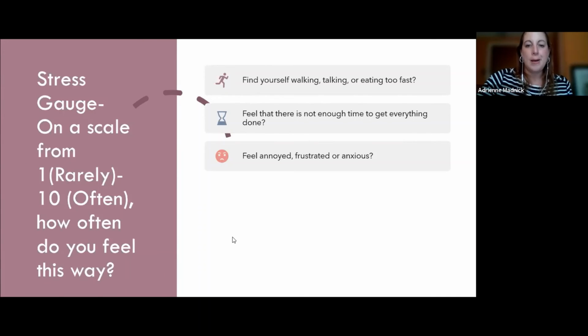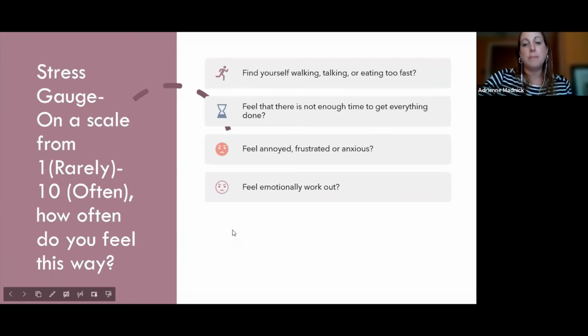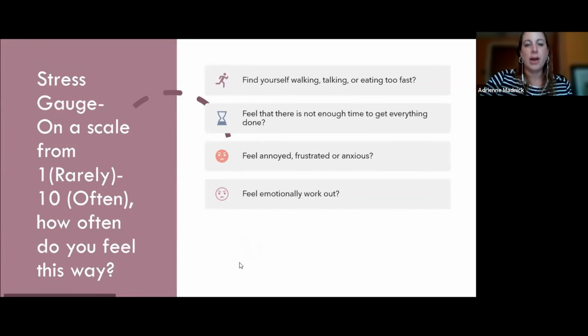Good. How many of you would say you feel emotionally worked out, meaning you're just exhausted, can't give anymore, you've just had it emotionally? 7s, 8s. Okay. Yeah, that physical, emotional, like I'm just worn out. All right.